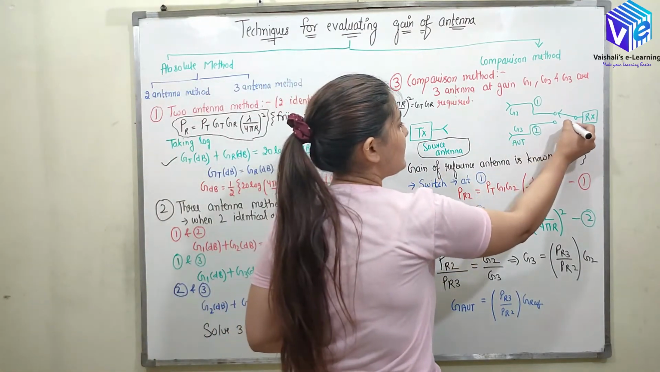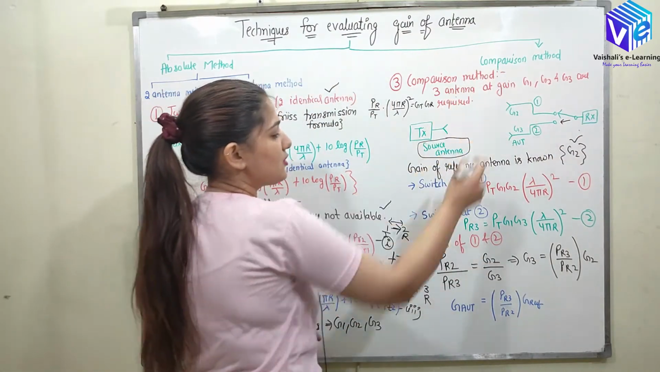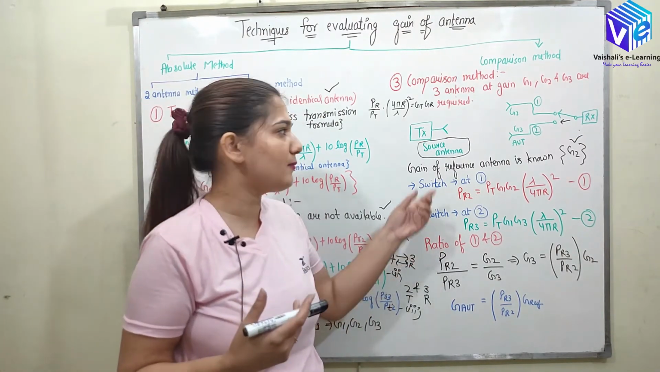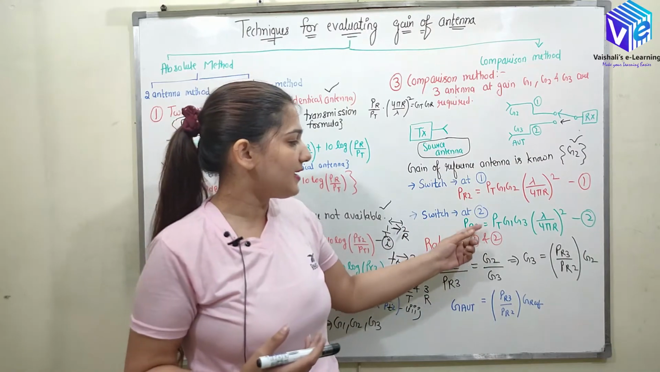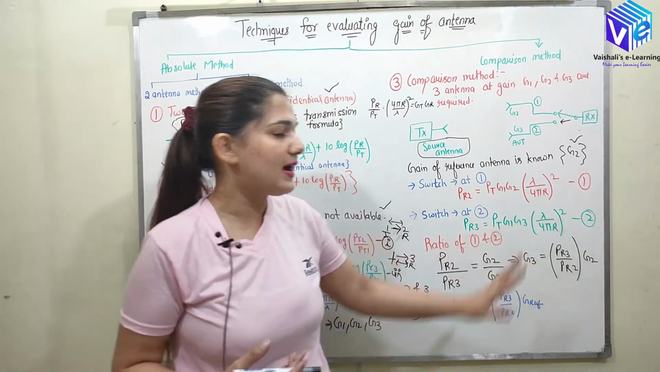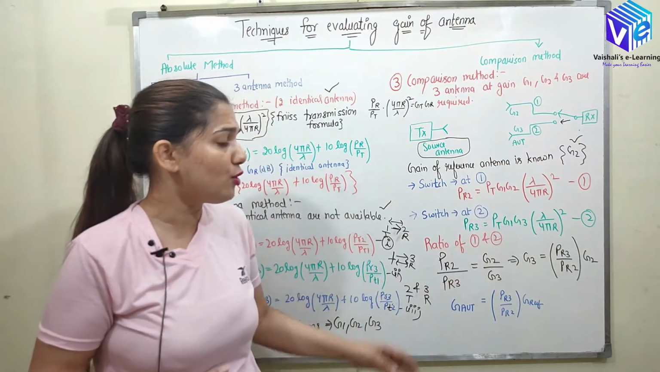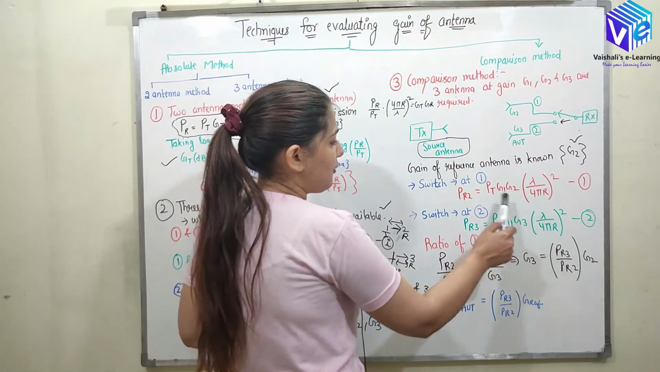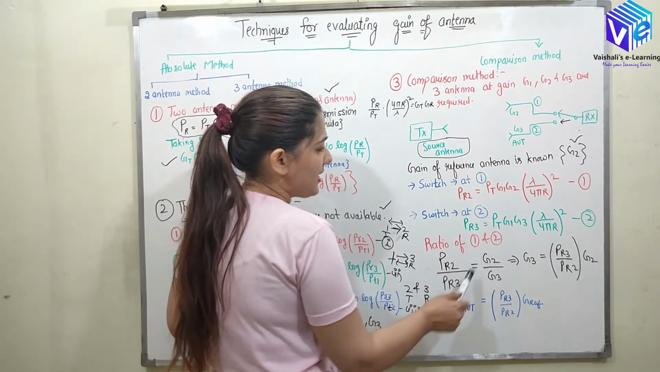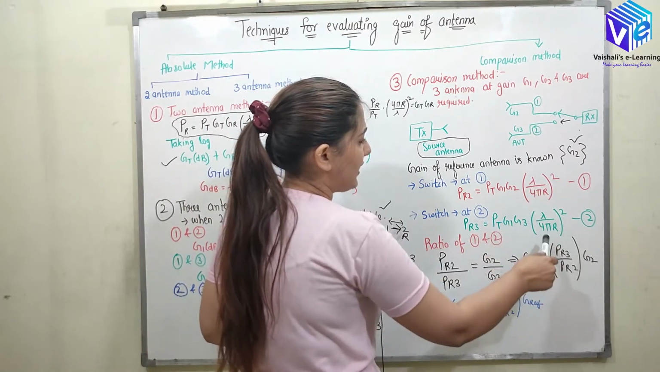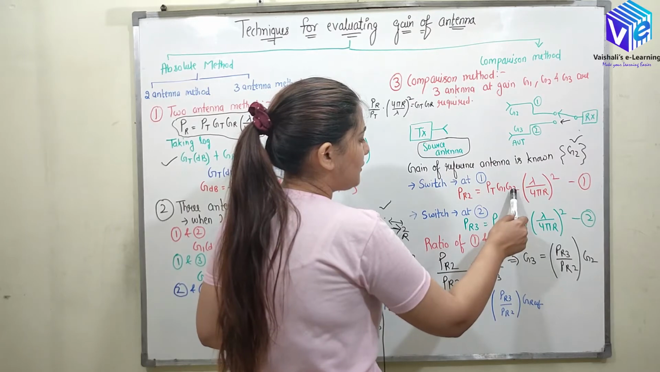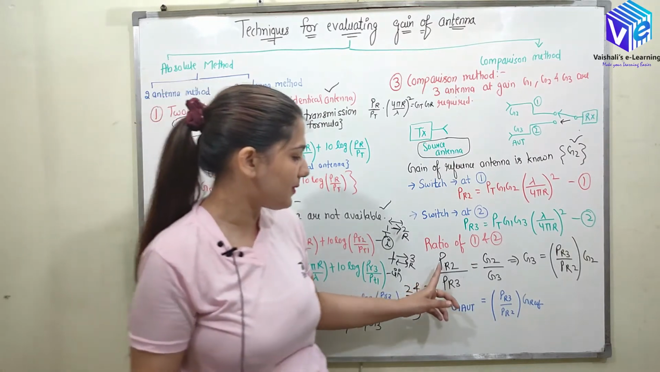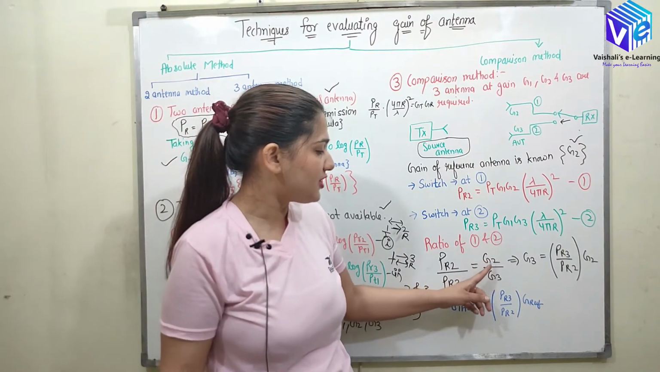Now after that I will place the switch at 2 and I will remove the switch from 1. So when I place the switch at 2, PR3, again I will be using the first transmission formula because it again forms the communication link. PR3 is equal to PT G1 G3 lambda upon 4 pi r square. So this is how I will be getting equation 1 and 2, and if I simply divide equation 1 by 2, I am left with PR2 upon PR3. This full term is going to get cancelled out and I am going to get G2 upon G3. G1 and G1 is also going to cancel out, PT and PT is also going to cancel out. So PR2 upon PR3 is going to be equal to G2 upon G3.